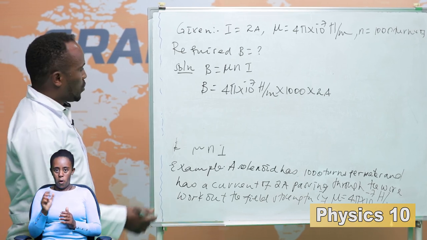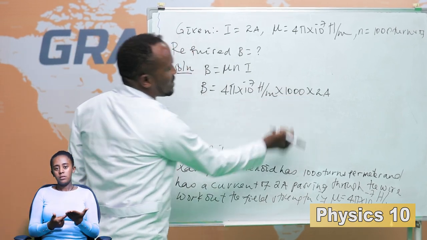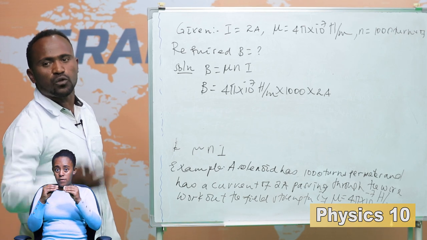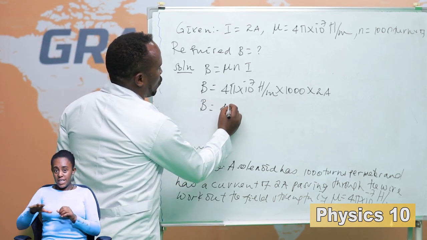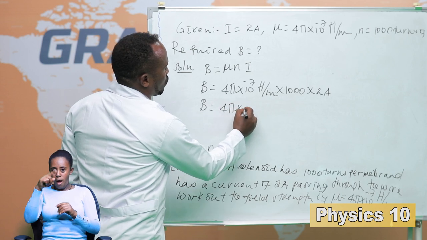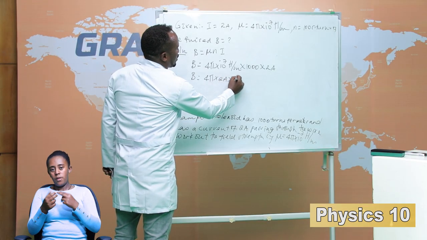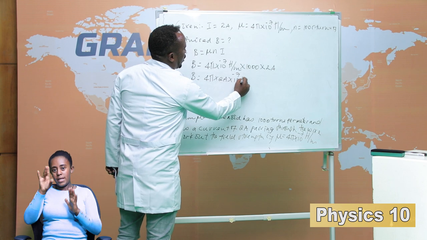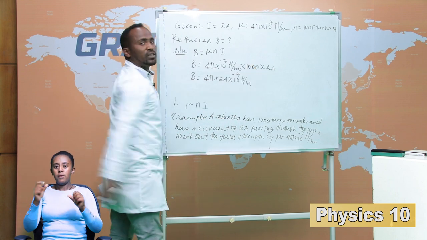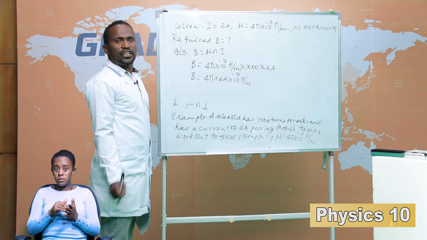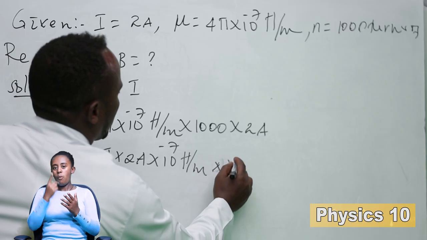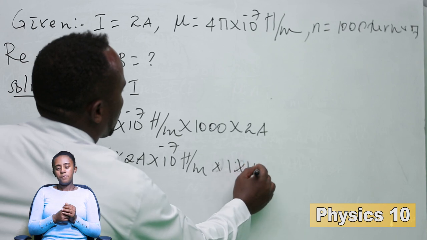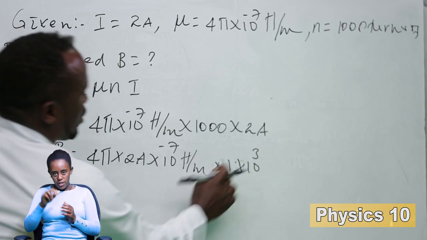Writing this in scientific notation is the easy way to solve this equation. So field strength is equal to 4 pi times 2 ampere times 10 to the power of minus 7 Henry per meter. When we have 1,000 in scientific notation, this is 1 times 10 to the power of 3.